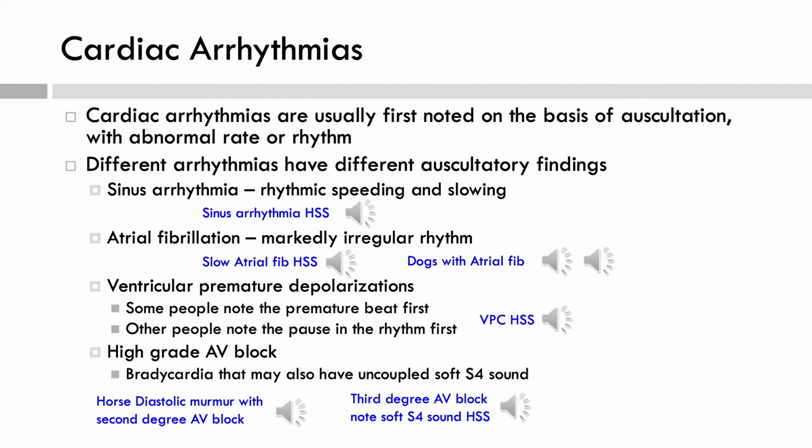Cardiac arrhythmias are usually first noted on the basis of auscultation, with an abnormal rate or rhythm jumping out at you. Different arrhythmias may have different auscultatory findings. The first one we'll listen to is sinus arrhythmia from the heart sound simulator.